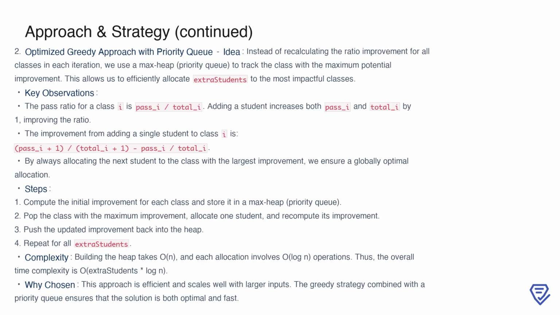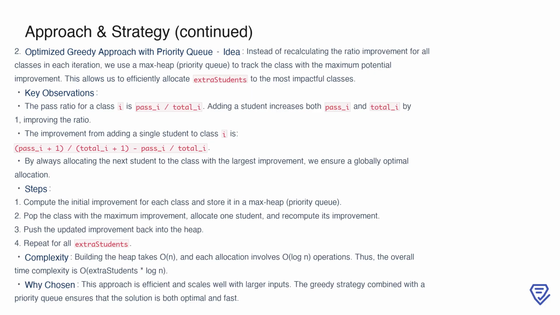To address the inefficiencies of the brute force method, we turn to the optimized greedy approach using a priority queue. Here, the primary idea is to allocate students in a way that maximizes the immediate improvement in the pass ratio. Instead of recalculating the improvement for all classes in every iteration, we use a max heap or priority queue to track the class with the greatest potential improvement at any given time.